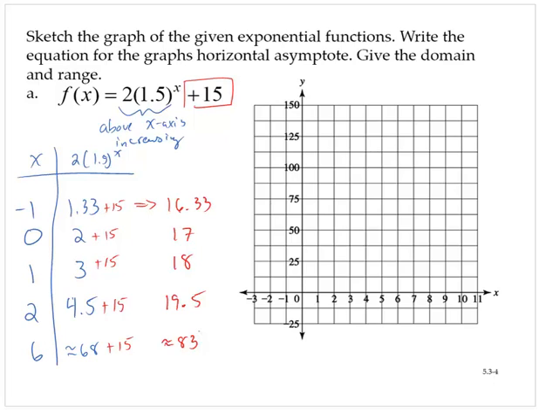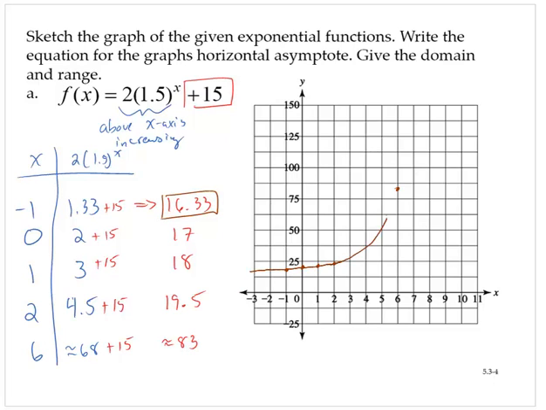And so now if we plot those points, negative 1, 16.33. Our scale is 25, so 16.33 would be about here. 17, 18, 19.5. Alright, so there's a few points. Of course, later on, when x is 6, we're all the way up at 83. It would be about here. And so what happens here is we get a graph that does this. Instead of getting close to 0, it's getting closer and closer to 15.